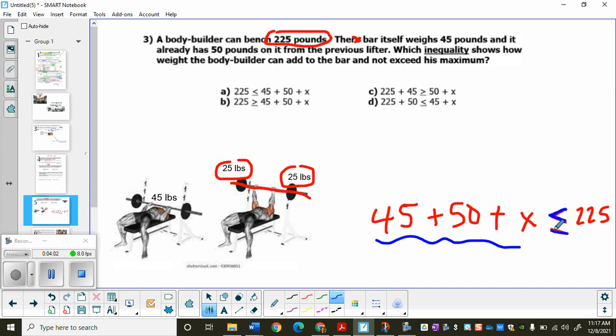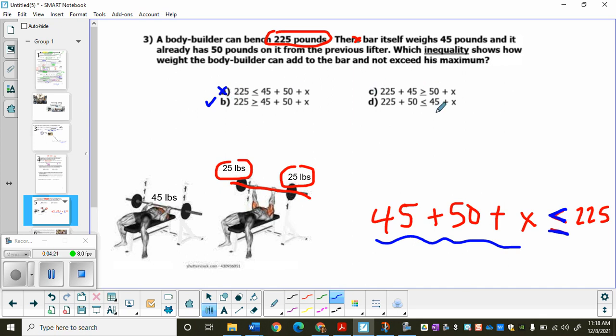The alligator symbol should be eating the 225. Now in answer choice A, the alligator symbol is not eating the 225, so it's automatically out. Now in B, the alligator symbol is eating the 225, so far this is still fair game.